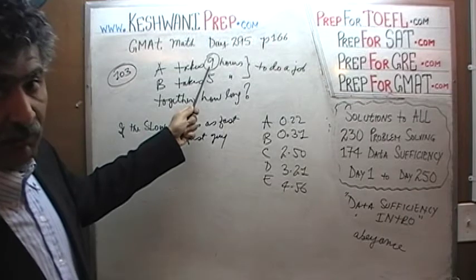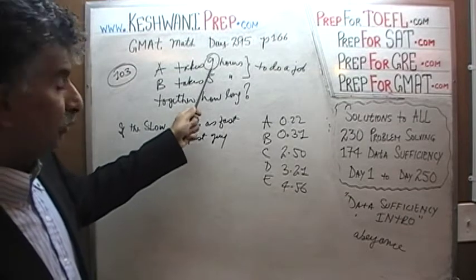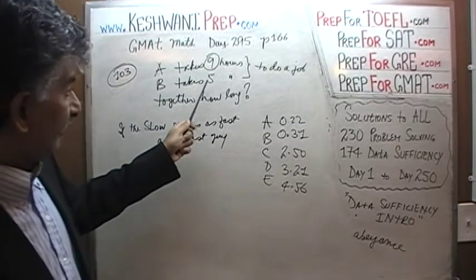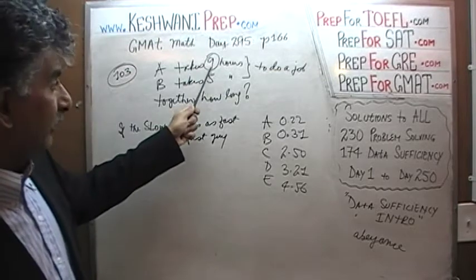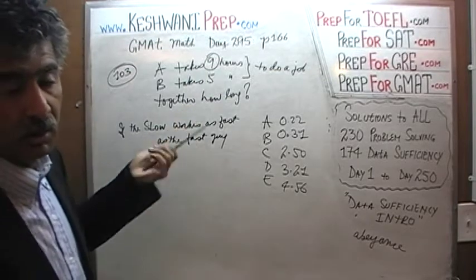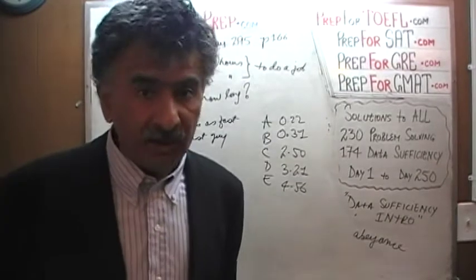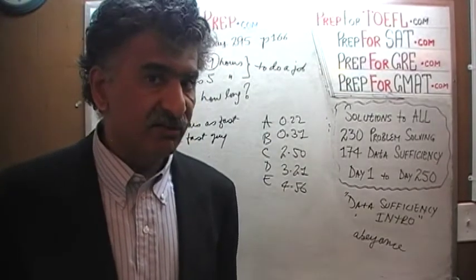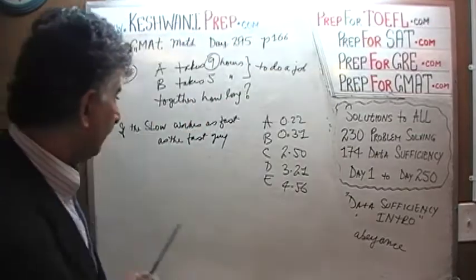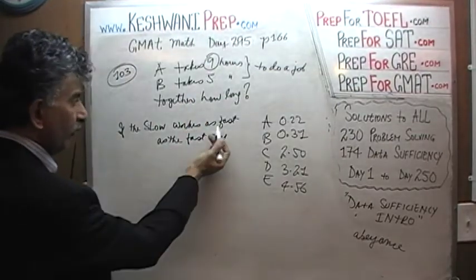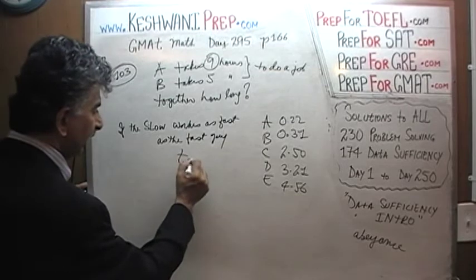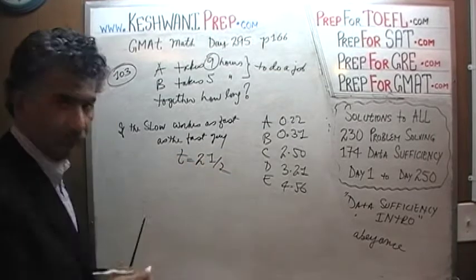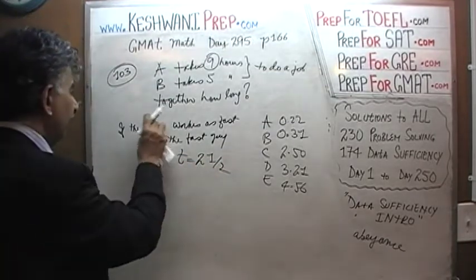If he finishes the job also in 5 hours, that means if they were both to work as fast as the fast guy, since he can do one job in 5 hours, together they should be able to do the job in 2.5 hours. So if both of them work as fast as the fast guy, they can do the job in 2.5 hours. If the slow guy works as fast as the fast guy, the amount of time that it will take is 2.5 hours.